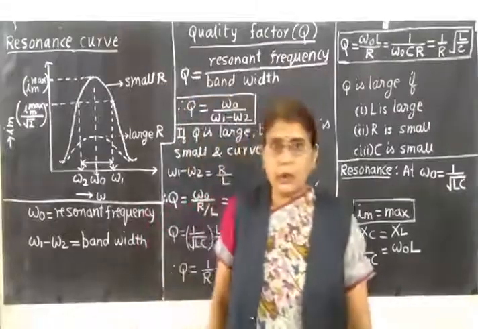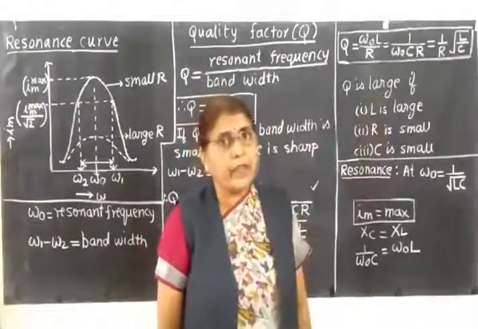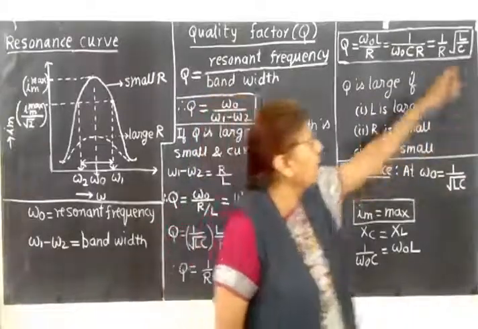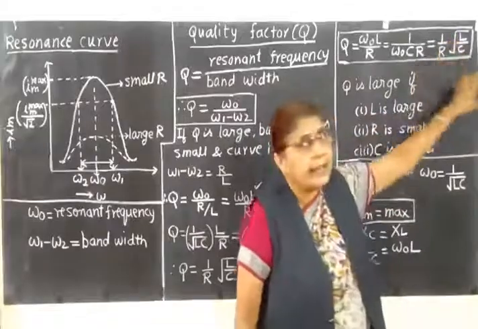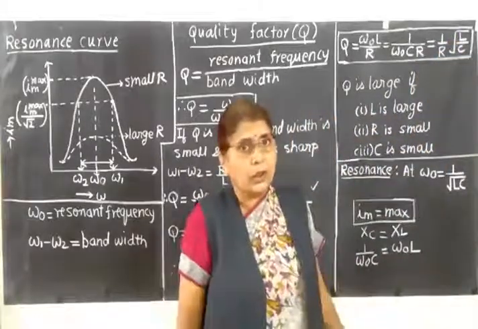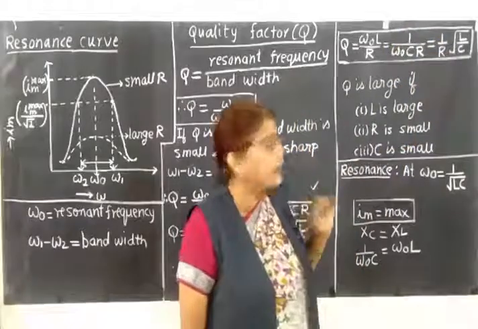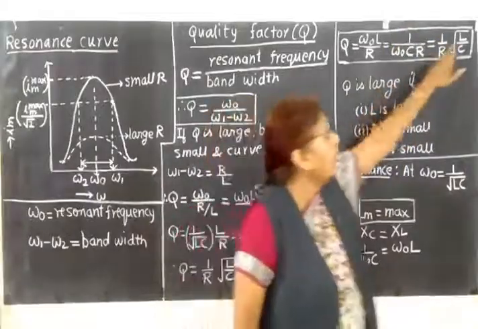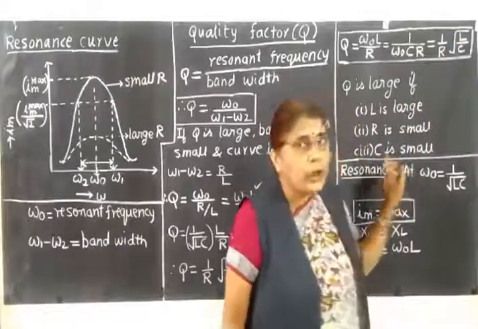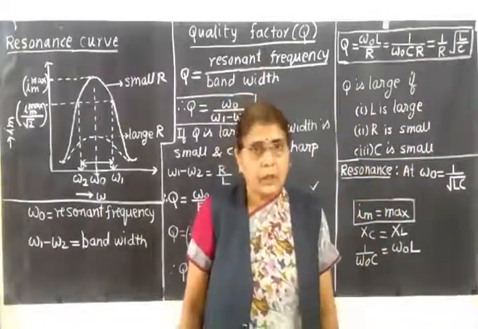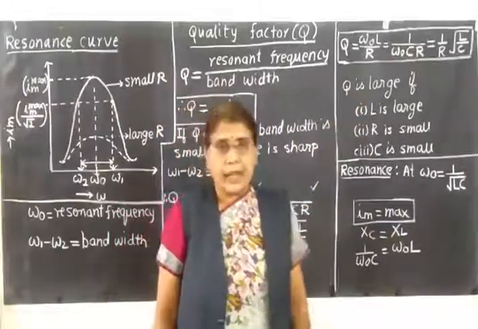Now, just now I told you that for a sharp resonance, you should have a large value of Q. So when is Q large? It depends upon the values of L, R and C. L is in the numerator, R and C in the denominator. So Q is large if the numerator is large and the denominator is small. The meaning is Q is large if L is large and R is small and C is also small. So these are the conditions for a large value of Q.